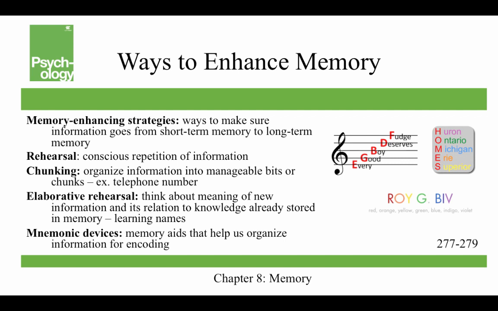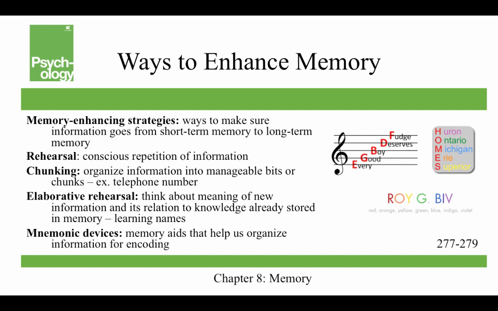Chunking is when you organize information into manageable bits or chunks. And so it's like trying to remember a telephone number. 10 digits would be difficult to remember, but 3 chunks is manageable. So like the area code, and then the first 3 numbers and the last 4.